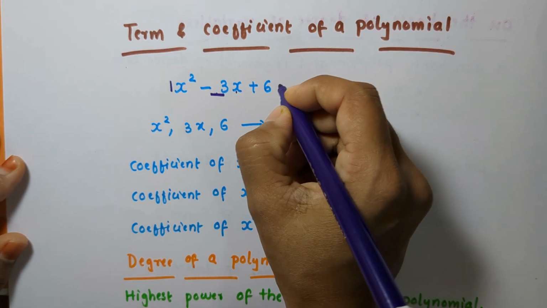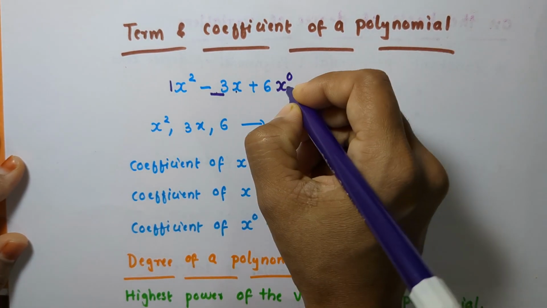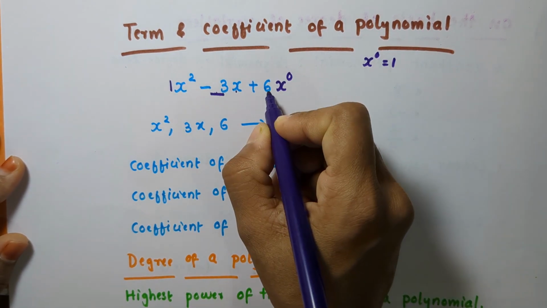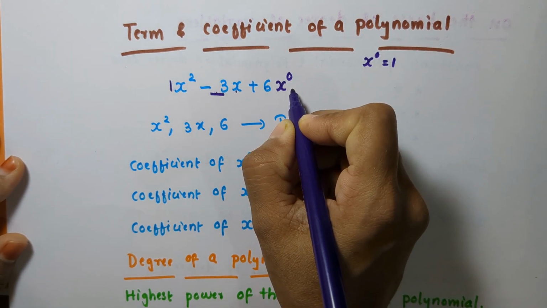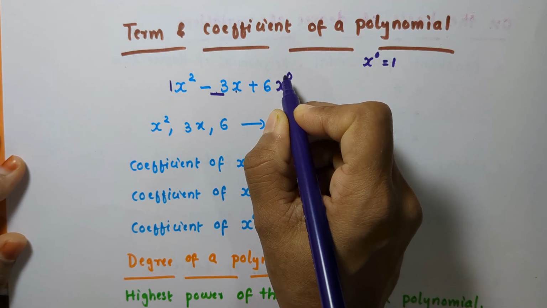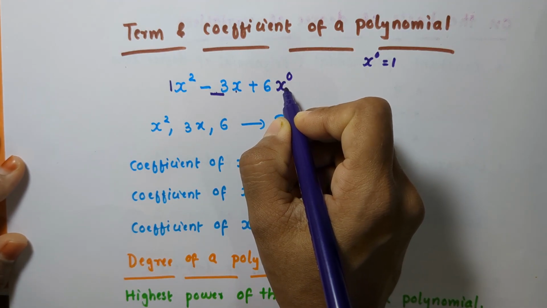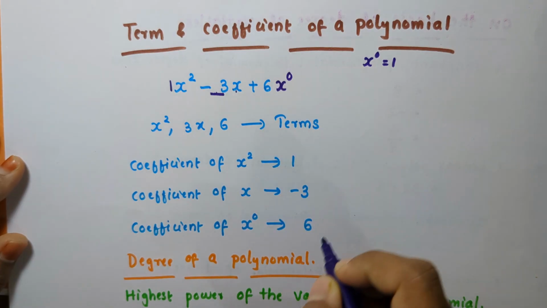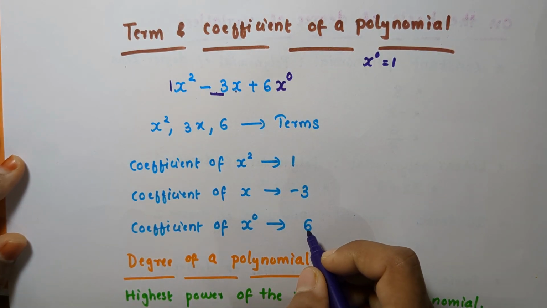So 6 means actually 6 into x raised to 0. Any value raised to 0 is 1. So x raised to 0 is equal to 1. So 6 can be written as 6 into x raised to 0. So here we can say that the coefficient of x raised to 0 is 6, or the coefficient of x raised to 0 is the constant term, which is 6.